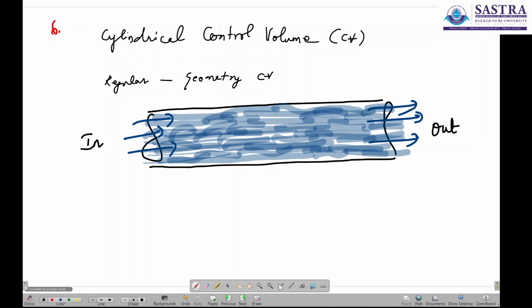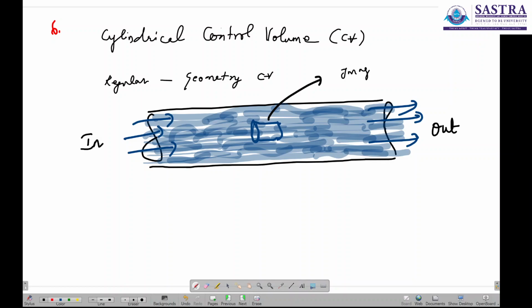Now, because this system is a cylindrical system, we end up taking a cylindrical control volume. So that means we take a very short cylinder like this. So that means we are focusing on this fictitious, imaginary space.